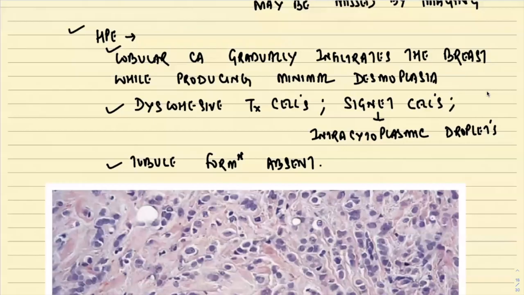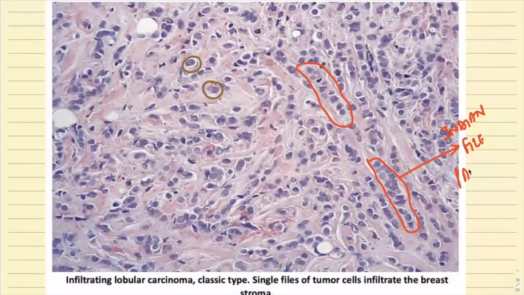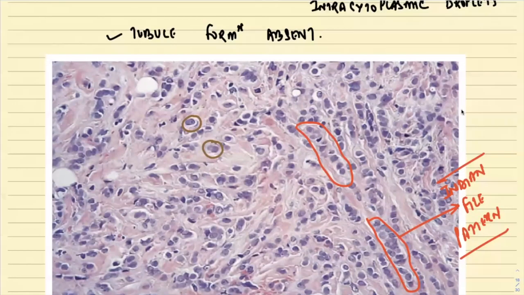So I will just show you this particular diagram. Can everyone appreciate the cells are quite discohesive? This is occurring because of loss of CDH1 expression, or loss of your E-cadherin expression. Now, sometimes the cells are arranged in a pattern. What is this pattern called? Yes, very easy question. Indian file pattern. Very important MCQ. It is also called single files of cells. It is a classical feature of lobular carcinoma of the breast.